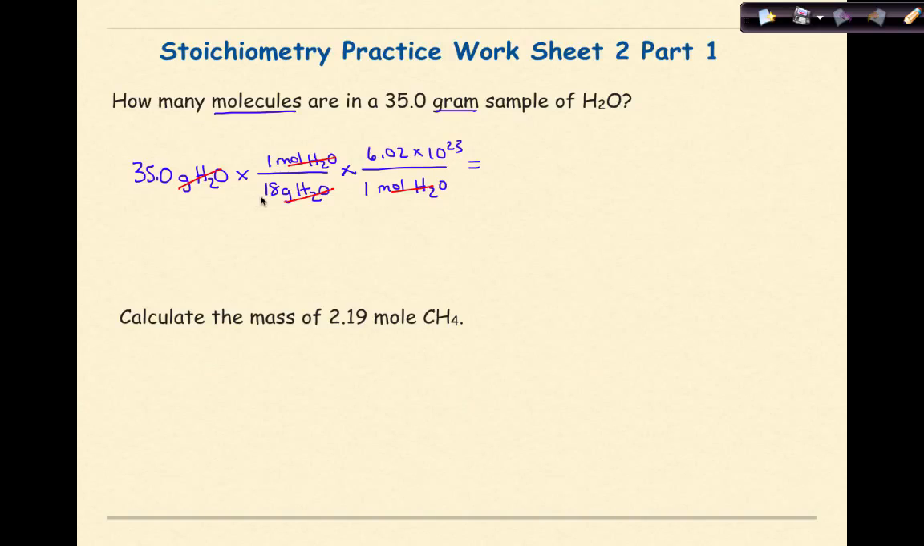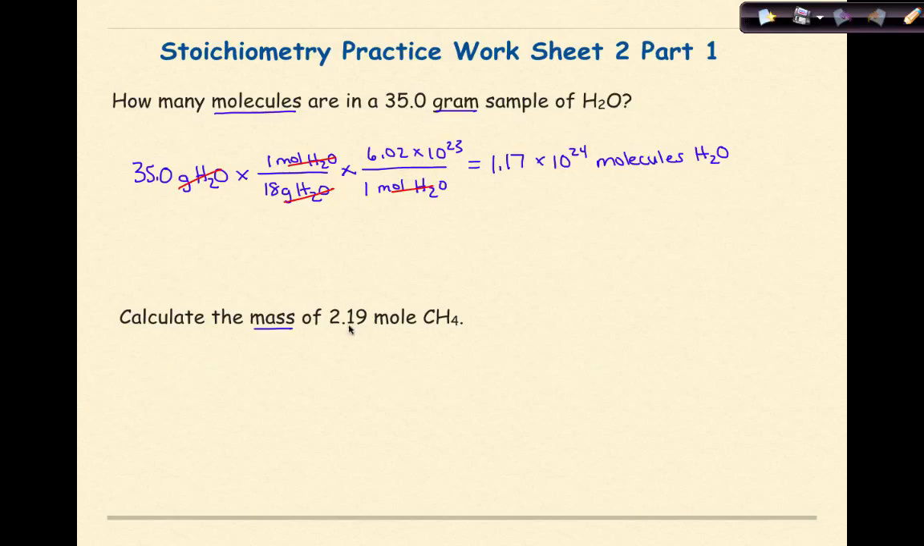So if I work this out, 35 times 1 times 6.02 times 10 to the 23rd, and divide that by 18, I should get 1.17 times 10 to the 24th molecules of water, H2O. Key thing here again, when you see molecules by itself, atoms, ions, formula units, that's when you're going to use 6.02 times 10 to the 23rd. Let's look at our next problem.